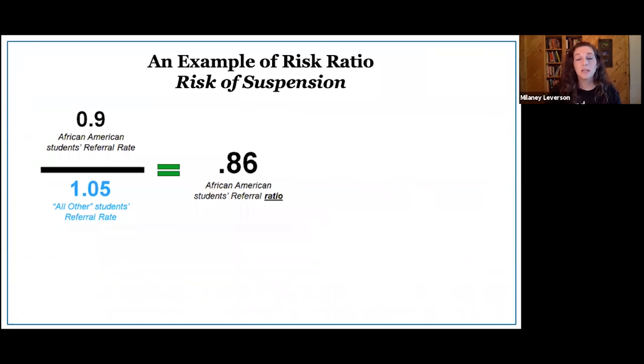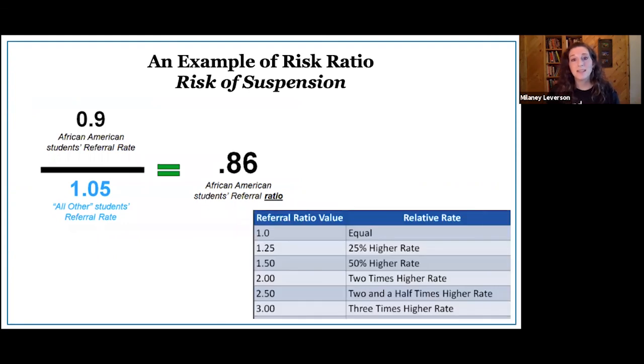So what does that mean? If you look at this table, you'll see that in this example, African-American students have actually less risk than the comparison group of getting a referral. If the number were 1, the risk would be equal. 1.25 is 25% higher. 1.50 is 50% higher, and so on. And when you go to calculate your own risk ratios, generally what we're looking for is anything 0.25 away from that 1, either positive or negative. Those are some things that we would want to dig deeper into in our data gathering.